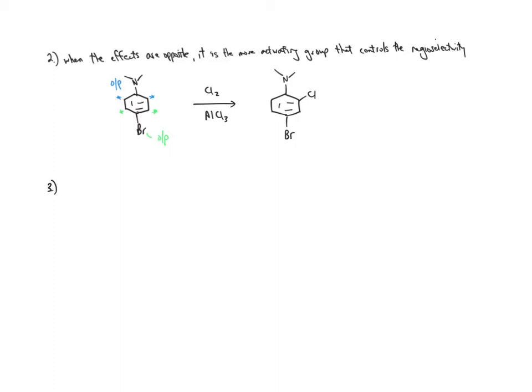The last rule is that when the two groups are similar in activation, the regioselectivity is controlled by steric issues, steric strain. Right, and the substitution will occur at the less sterically hindered site.